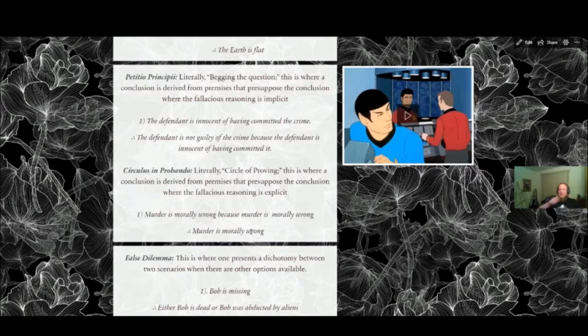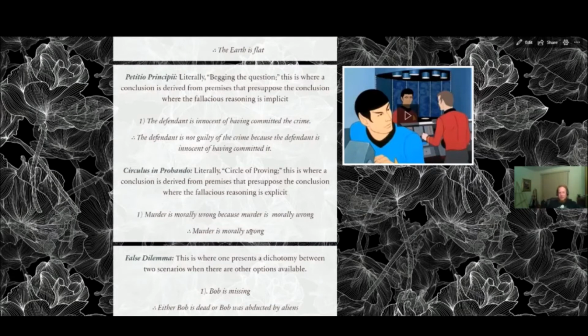That's begging the question. We use the phrase begging the question to mean it makes us think about asking this question. That's something that we say, but that's not the fallacy. On the other hand, circulus in probando is where literally, circle in the proving, we're not even trying to hide it.